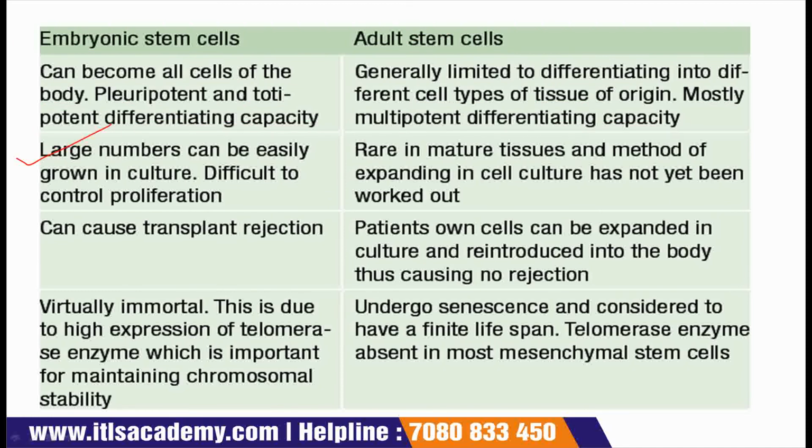Next point in the case of embryonic stem cells is that large numbers can be easily grown in culture. These are difficult to control proliferation. Proliferation is the ability of the cells to divide, or we can say to replicate, or to generate their progeny. While in the case of adult stem cells, these are rare in mature tissues and methods of expanding in cell cultures have not yet been worked out.